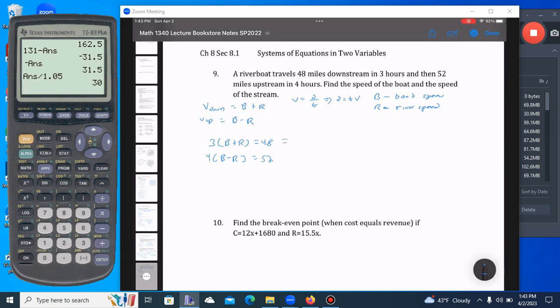So we can do a little bit of simplifying. Divide the 3 over, you get b plus r equals 16. Divide the 4 over, you get b minus r equals 13. This is one that sets itself up to just being using the elimination method. If we add down, we get 2b equaling 29. So b equals 14 and a half. So the boat speed is 14 and a half.